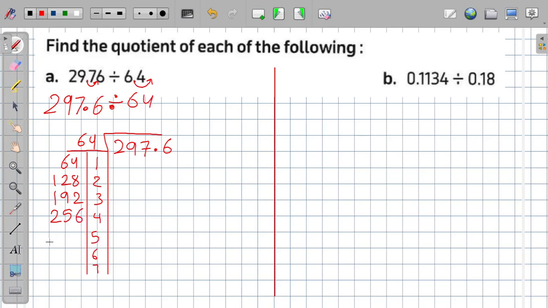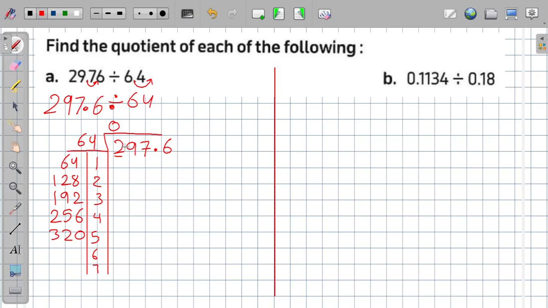And 5 by 64 equals 320. Okay, let's stop here. Next, I will go to the dividend. I have 2 divided by 64 equals what? Equals 0, because 2 is less than 64. Next, I have 29. 29 divided by 64 equals what?